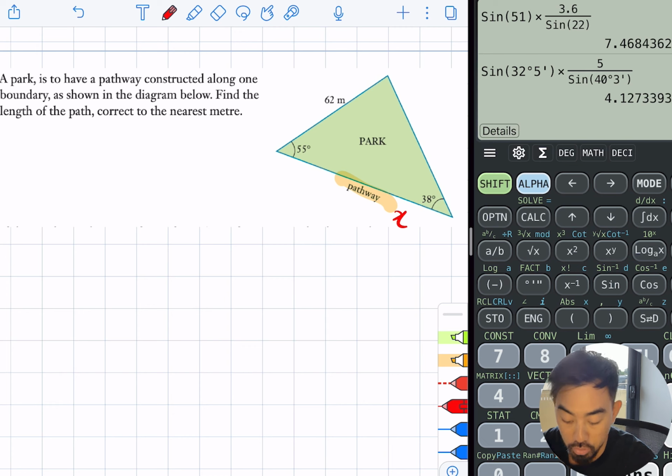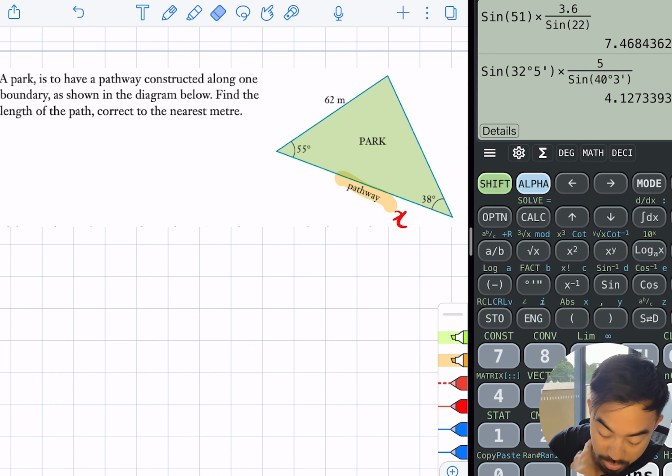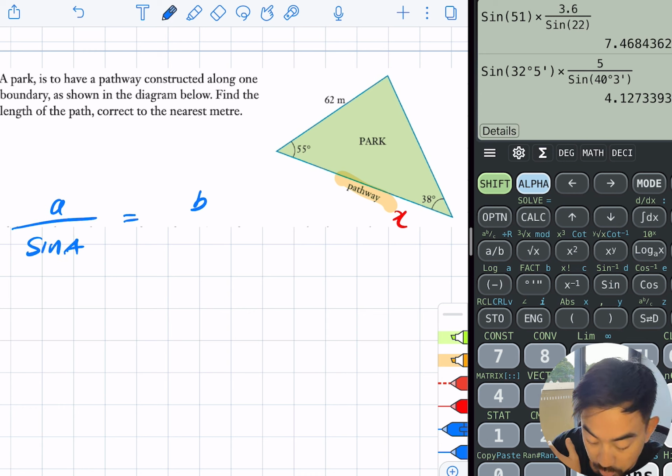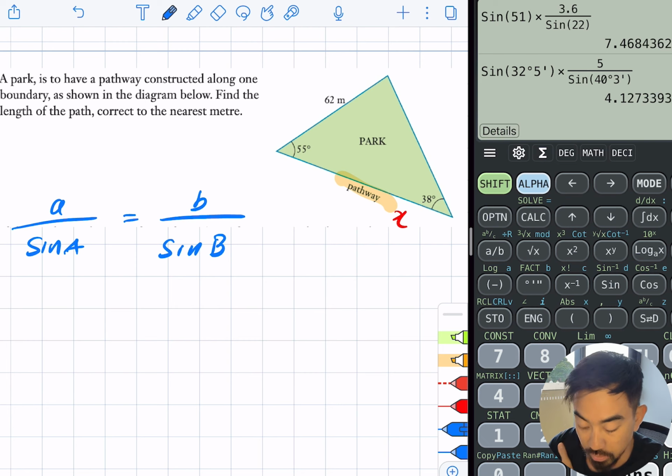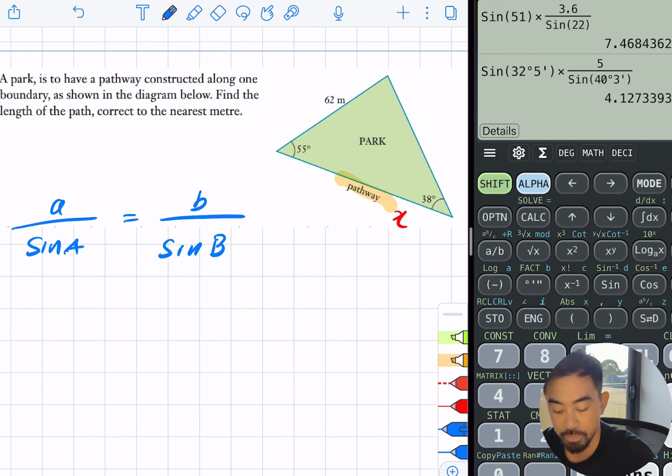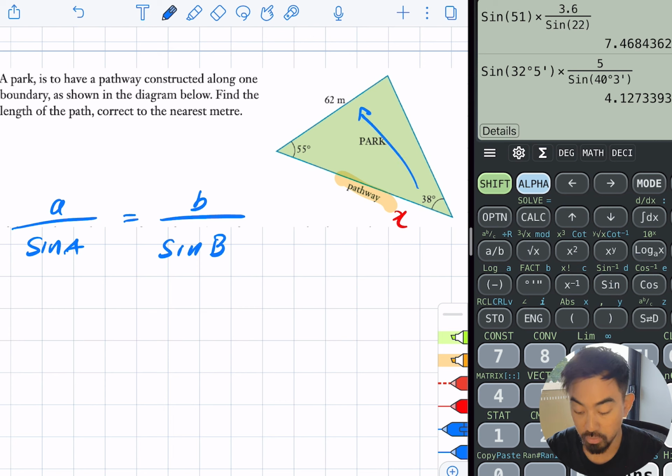And I need to use sine rule to work out this missing side. Okay, so let me just write down the formula. a over sine A is equal to b over sine B. Remember, little a, little b are the sides, and big A and big B are the angles. So let's see if we can draw the arrows in. Okay, so here I've got 38 degrees opposite 62 meters. But here I've got 55 degrees opposite this side, which I don't actually want.